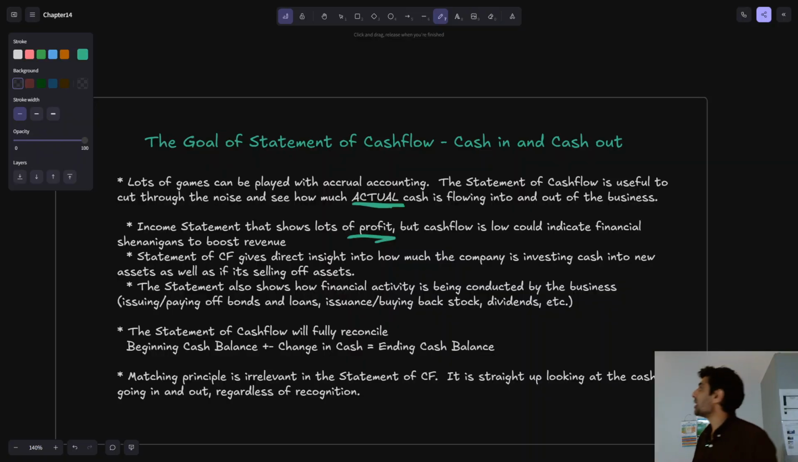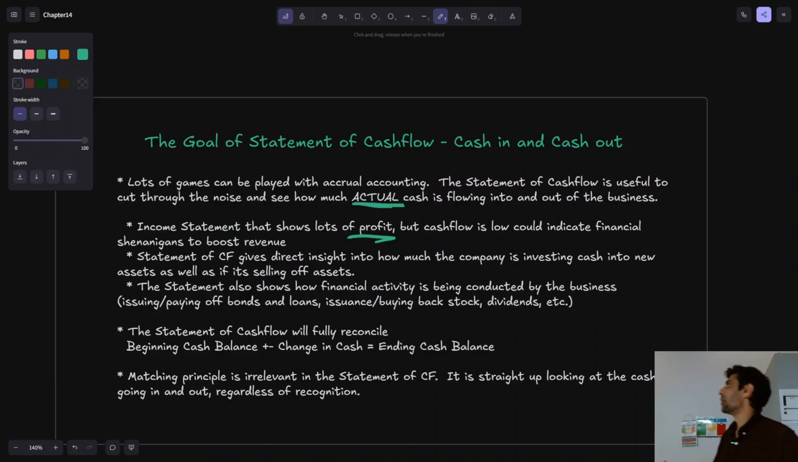Okay, that could be indicative sometimes of some financial shenanigans. A lot of companies want to, again, because the income statement is such a viewed and scrutinized and valued financial statement that tells something important about the company, how profitable it is. A company may do a lot of things to make that net income look high, and it may be artificial. The statement of cash flow will give you some indication if that's happening.